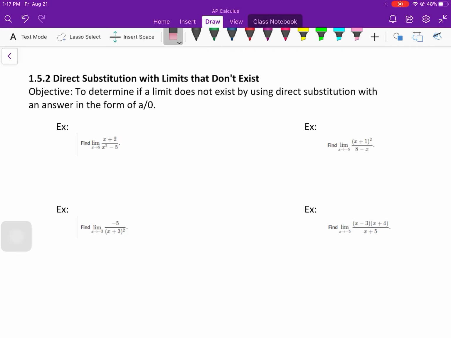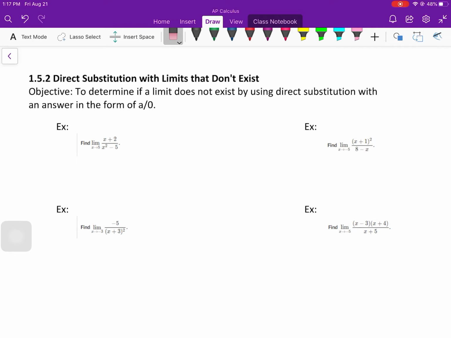All right, so in that last video, we learned that if you just plug in the value and it works, great, that's your limit. The limit exists, that's the answer, and you can basically go home. Everything's done. But what happens if we run into a situation where the limit doesn't exist? What does this look like?